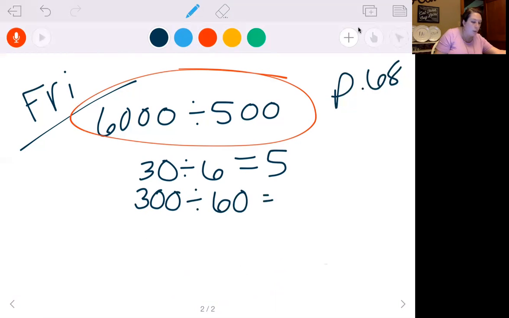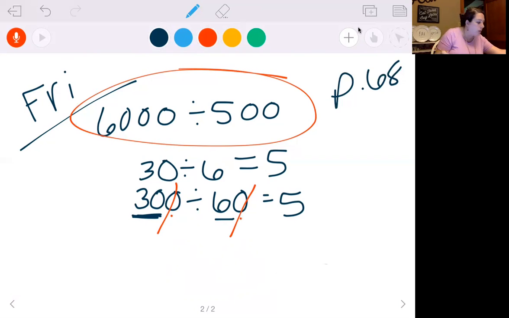All right, now this one is a little different. So look at this one. I cannot do 3 divided by 6, right? Can't do it. I can do 30 divided by 6. 30 divided by 6 is 5. And because I have this 0 and this 0 on the same side, I can cancel them out. And then I can just do 30 divided by 6.